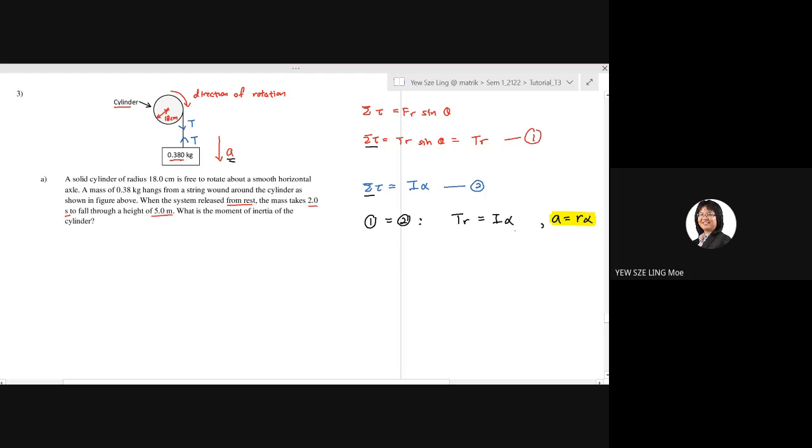So now let's substitute into the equation. I have TR equals I a over R. Now this R, I rearrange it, and I will have I equals T R square over a. I'm going to call it my third equation. So done. This is the part for the cylinder. We are done with the part for the cylinder. So this is for the cylinder.